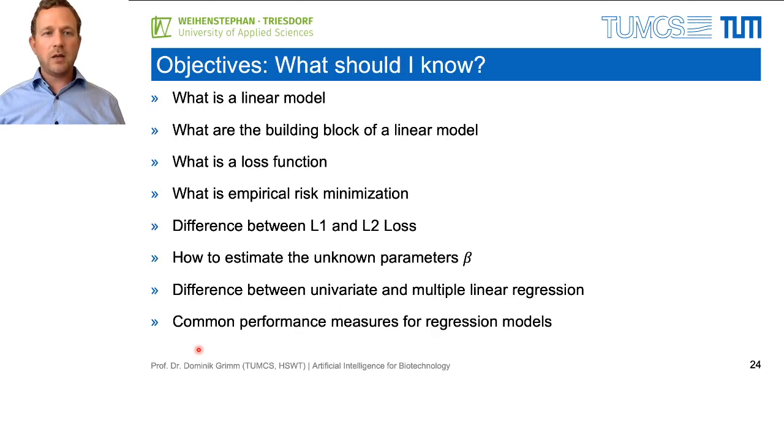And that brings me already to the end of this lecture. So what should we know? We should know what a linear model is. We should know all the building blocks of a linear model and what a loss function is. So what's the difference between the L1 loss and the L2 loss? What do I mean with the words empirical risk minimization? And we should know how to estimate the unknown beta, in our case for the L2 regression. And we should know the difference between a univariate and a multiple linear regression, and how we can measure the performance of our fitted regression model.